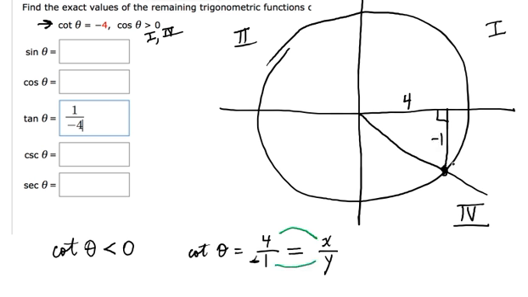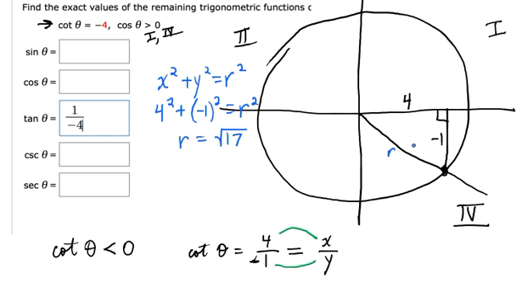And then we can use that to find sine, cosine, cosecant, and secant. For all of those, we also need the radius of this triangle. So we are going to use the Pythagorean theorem here. x squared plus y squared equals the radius squared. So we have 4 squared plus -1 squared is equal to the radius squared. Or we could use +1, it doesn't matter. So 16 plus 1 is equal to r squared. So r is the square root of 17, and r is always positive.